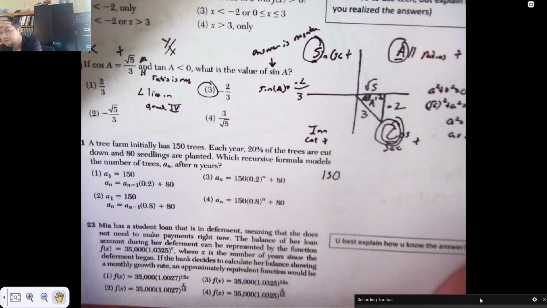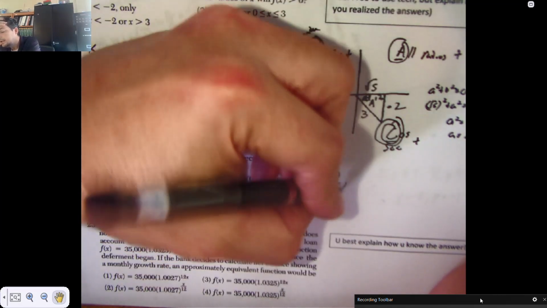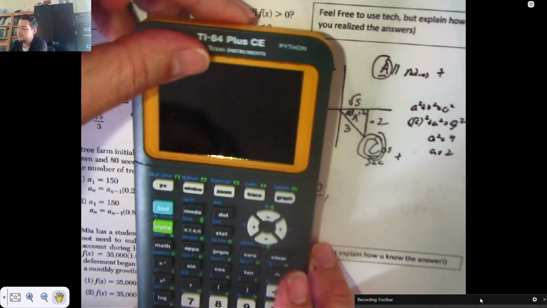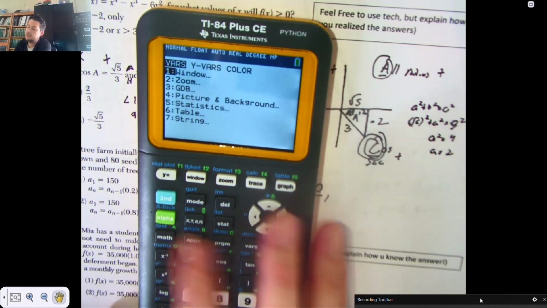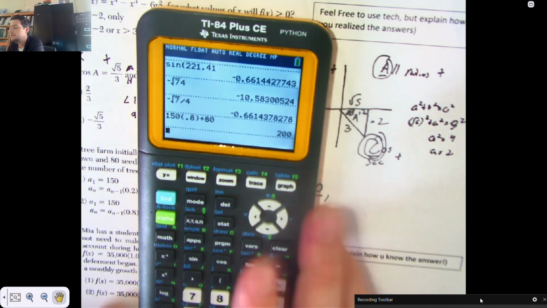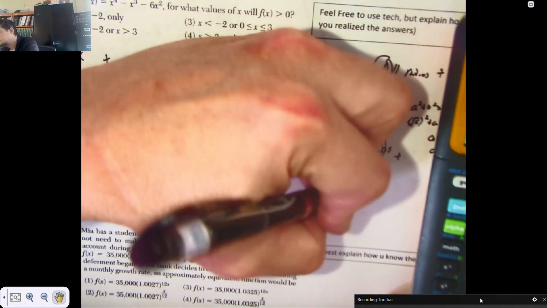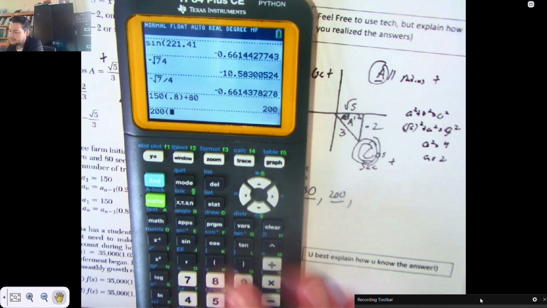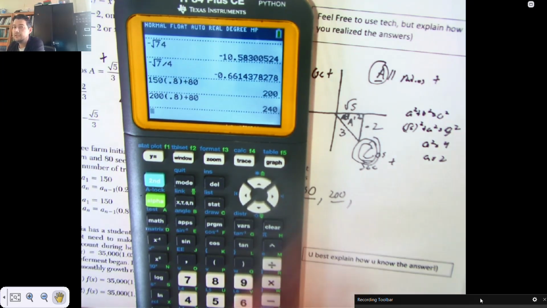We have 150 trees to start with, and then something happens. We cut down 20% of them. If you're going to cut down 20% of something, there's going to be 80% of it left. So I'm going to take 150, multiply it by 0.8, and then add 80 back. There's 200 trees. The next year, the same thing happens. I cut down 20% of them, and I add 80 back. 240.